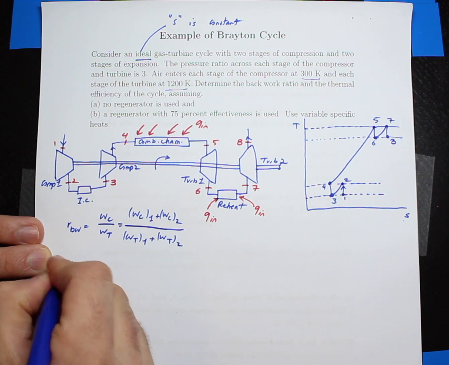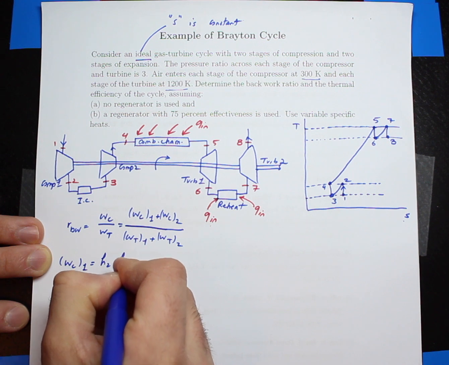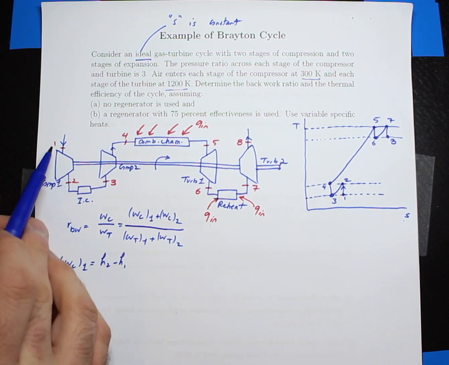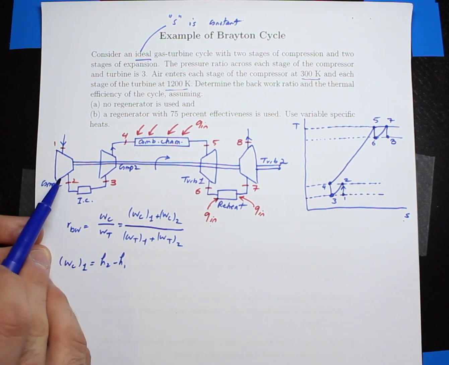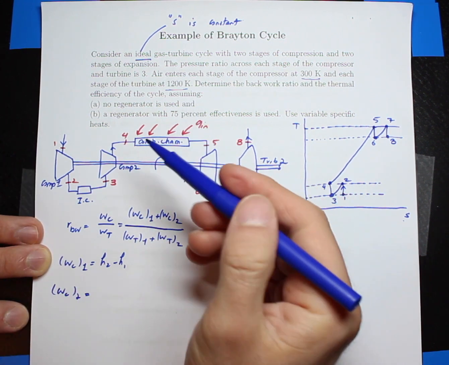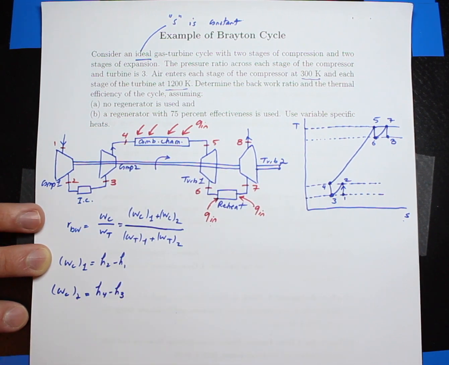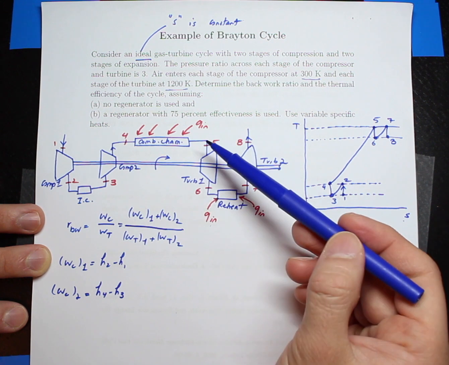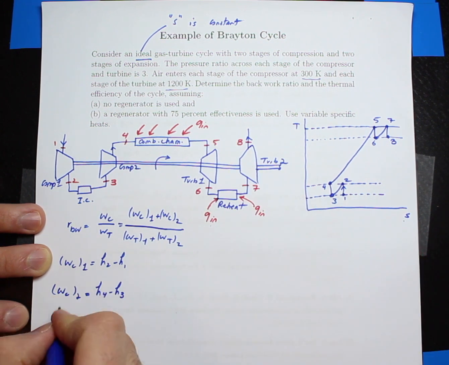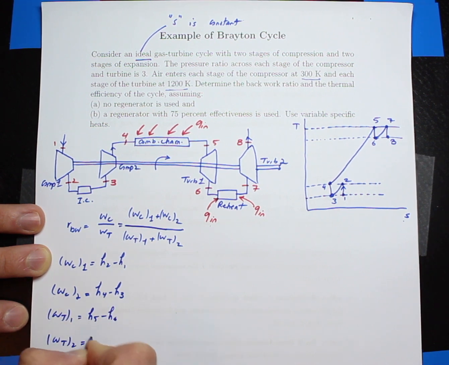Okay, WC1 is equal to H2 minus H1. So this is the first compressor, and the work of the compressor is equal to the difference in enthalpy. WC2 is also equal to H4 minus H3. Okay, WT1 is H5 minus H6. And finally, WT2 is H7 minus H8.